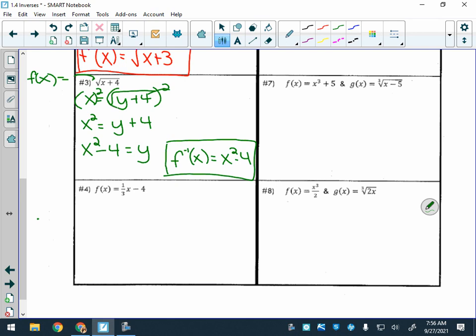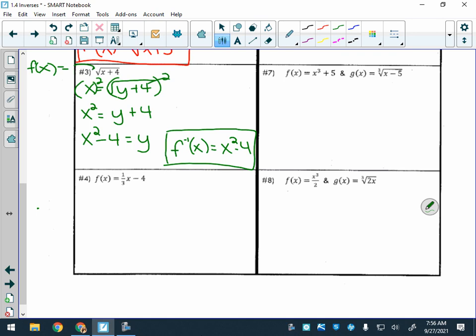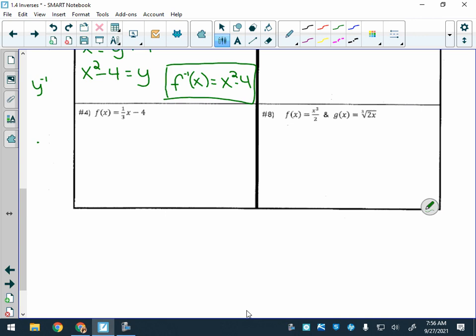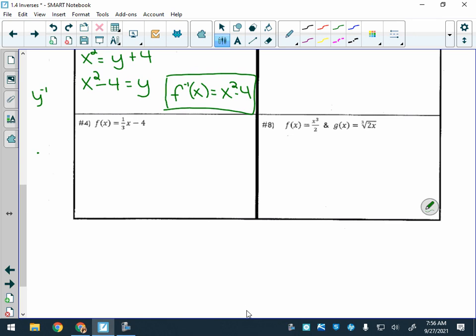Okay, and please remember the notation. Okay, f to the negative first. All right, it could be also g of x, h of x, or even if it's y. If it stays as y, then you would do y to the negative first too. Okay, so whatever it gives you to start, you always want to use that notation and tack on a negative 1.